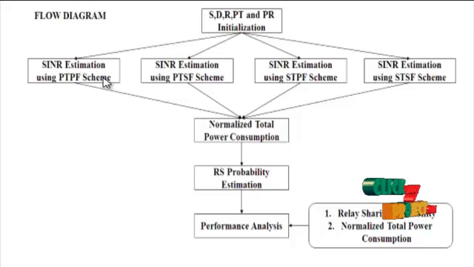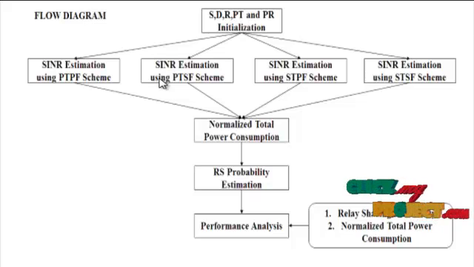Next, the SINR estimation has been proposed. The PTPF and PTSF schemes are performed in the first time slot. The received signal at R can be expressed. Then normalize the received signal. In the second time slot for the PTPF scheme, the received signals at PR and D can be defined. Considering the second and third time slots for the PTSF scheme, the transmission to PR will be split into two parts. The received signals at PR and D can be expressed. Finally, the SINR of both PT and S users for both PTPF and PTSF schemes are derived.